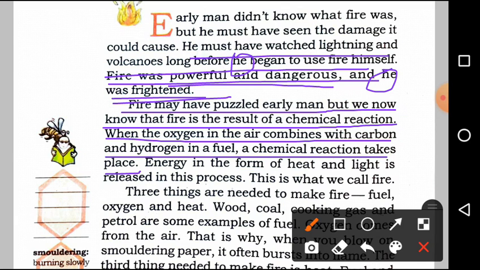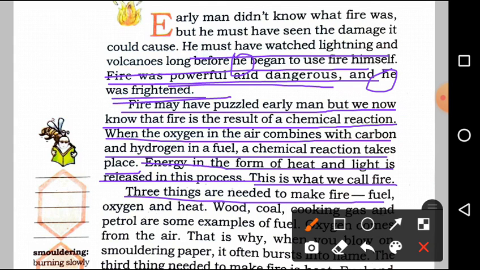How is fire produced? Fire is produced in the presence of oxygen, which can be found in air, and when that oxygen combines with hydrogen and carbon in a fuel, then certain chemical changes occur, and that produces fire. Energy in the form of heat and light is released in this process. Energy is released when something is burning, and you can realize that some heat and light is coming out of it. This is what we call fire.